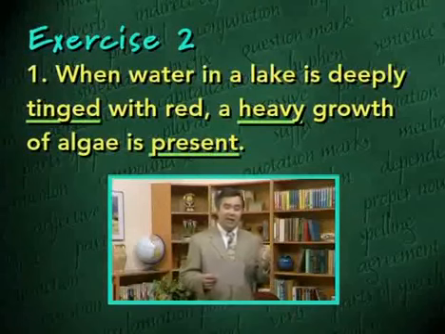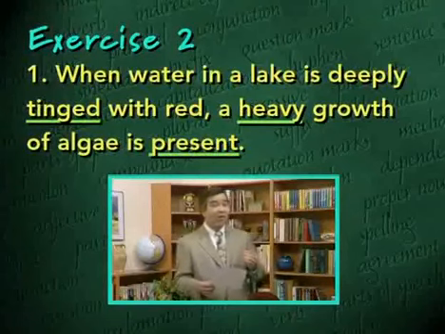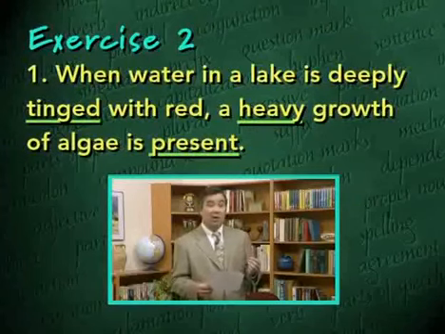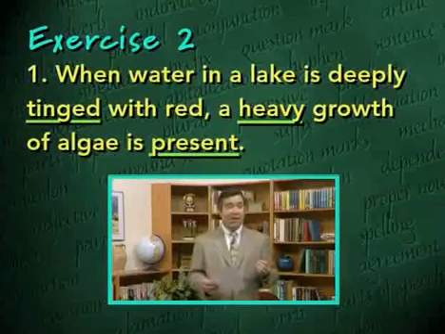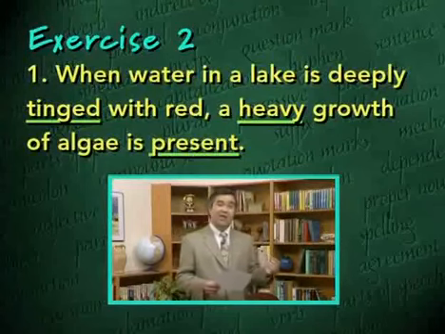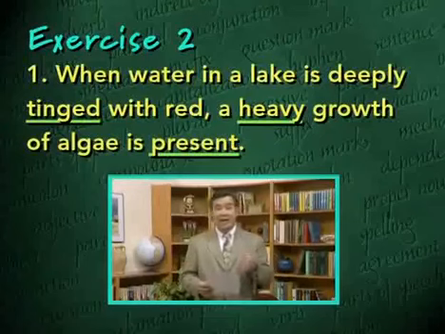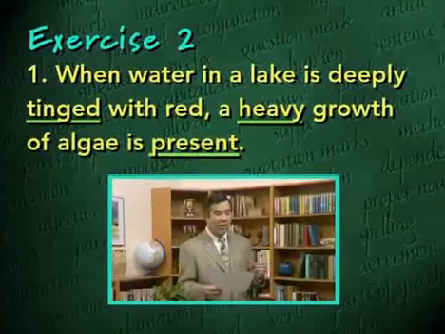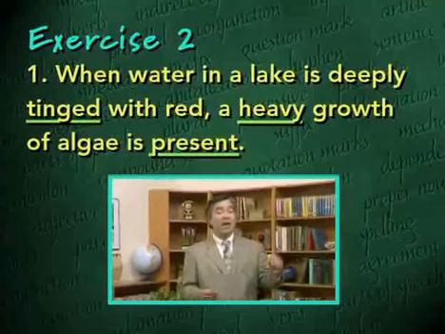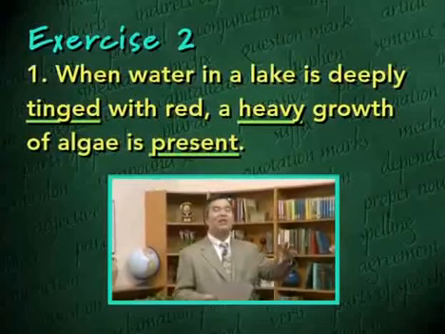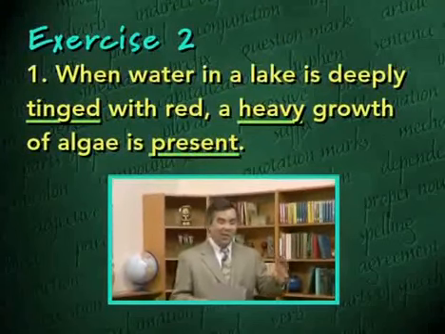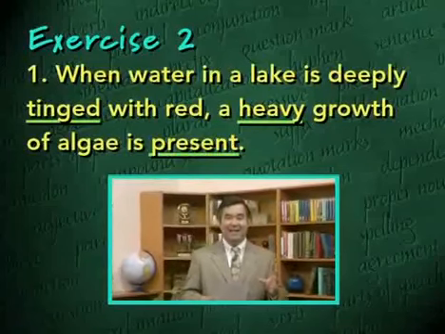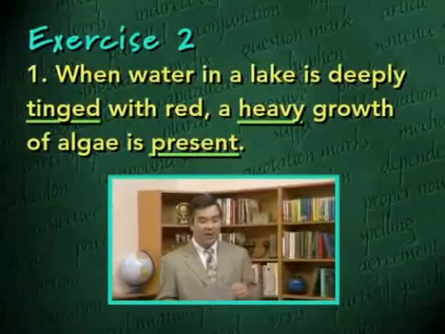You might have been tempted by the word red, because the word red is often used as an adjective. You might refer to the red ball that came bouncing down the street, in which case red is an adjective describing the noun ball. In this case, however, red is being used as a noun. The sentence says that the water in the lake is deeply tinged with red. Red is being described here as a kind of a substance, a thing that has been used to tinge or color the water. So red is a thing in this sentence, and therefore it's a noun rather than an adjective.